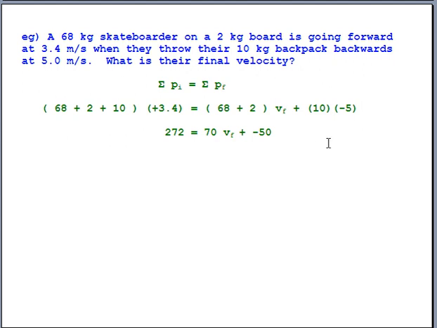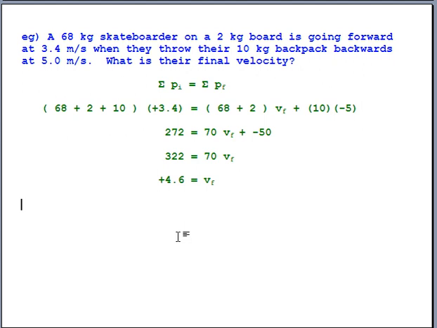That negative 50 goes over to the other side, makes it even bigger. We divide by the 70, and we can find the final velocity. So this kid has actually managed to increase their speed from 3.4 up to 4.6. It's kind of a one-time deal, though, right, as you throw your backpack away. But they have managed to make themselves go faster.